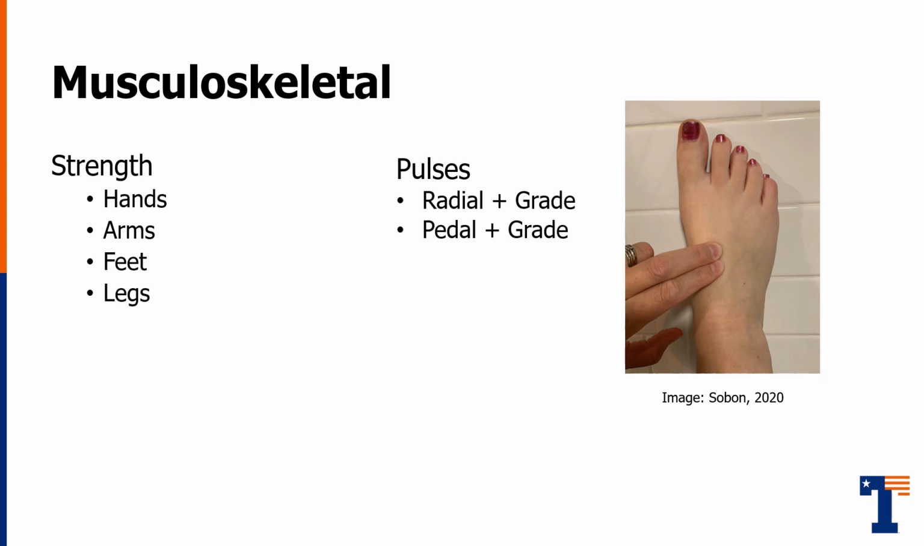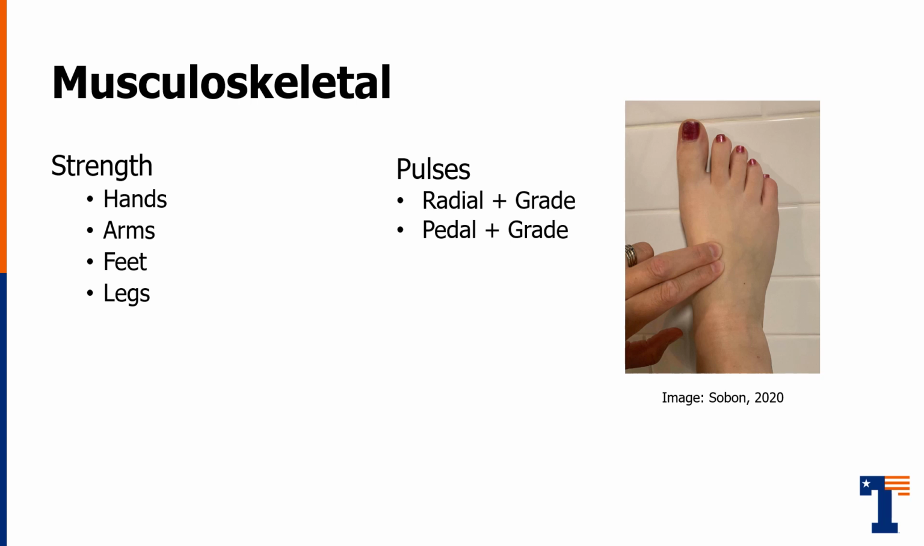So you'll probably document this on a scale of 0 to 5. 5 would be full strength. 0 would be no muscle contraction whatsoever. The patient's totally flaccid. 3 would be the patient has strength against gravity, but they can't have strength against resistance. So let's talk about resistance.